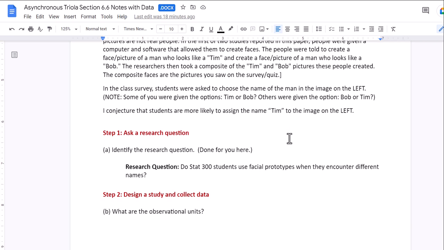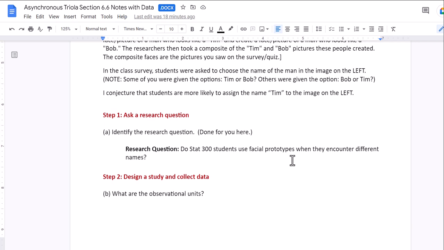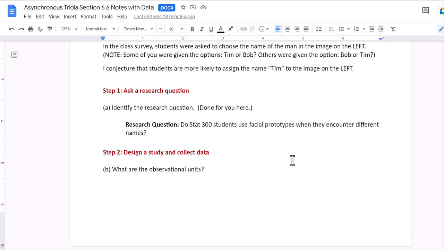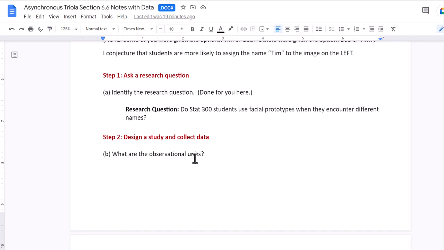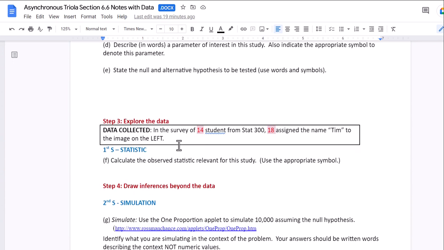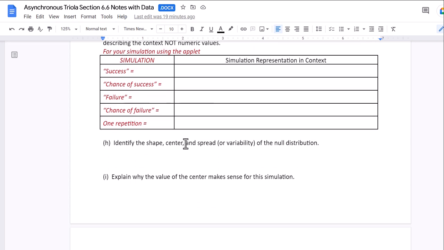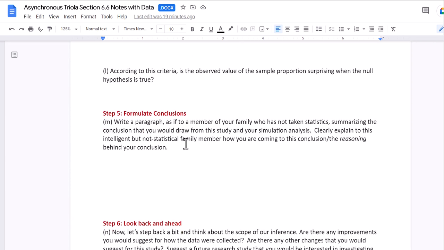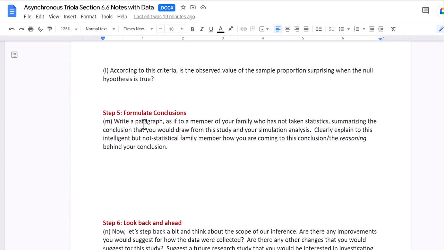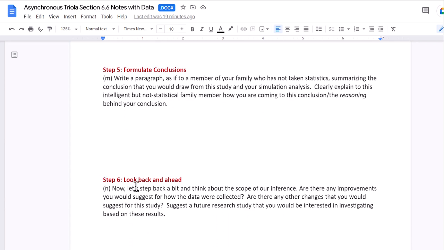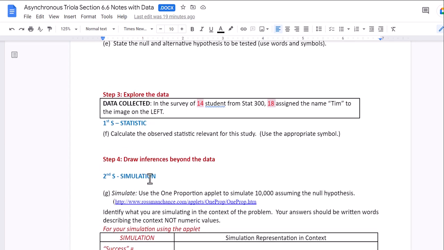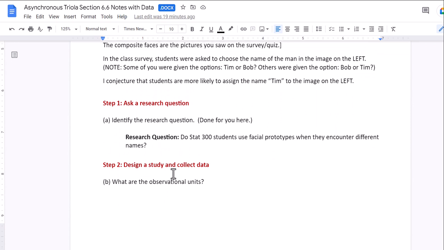All right, so we're going to go through the 6-step process of doing statistical analysis. Step 1, ask a research question. Step 2, design a study and collect data. Step 3, then explore the data. Step 4, draw inferences beyond the data, and that's the longest one. Then step 5, formulate conclusions, and step 6, look back and ahead. So let's go back to the beginning.